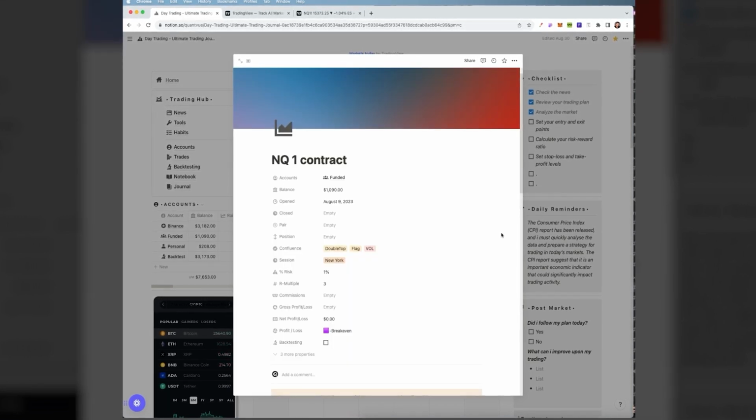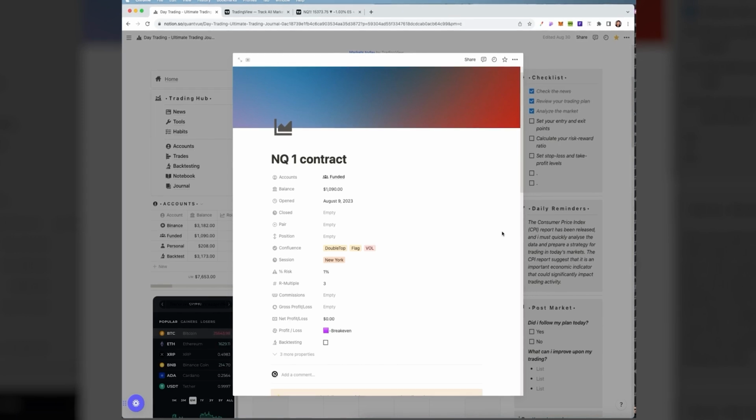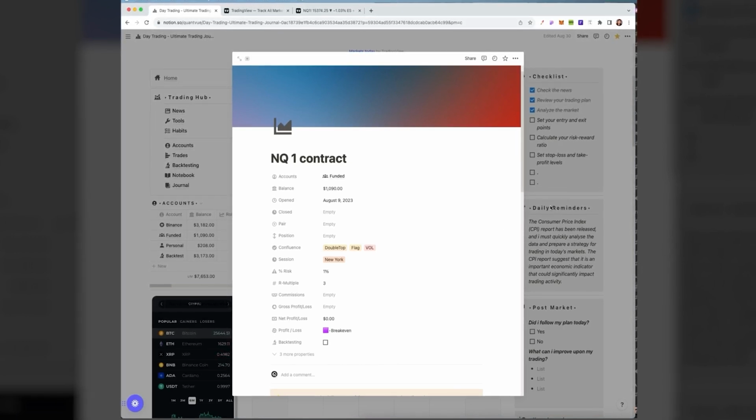Like we said, you can get very detailed with the amount of stuff you can track on every single trade. And that's the whole point, because that's how you're going to improve.